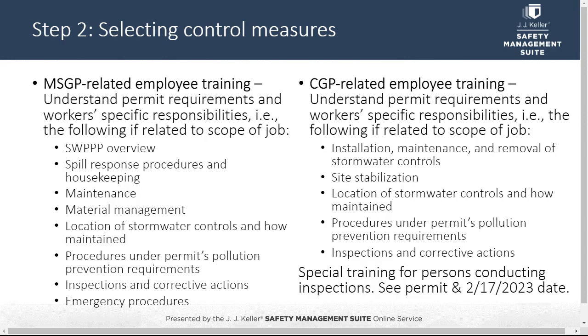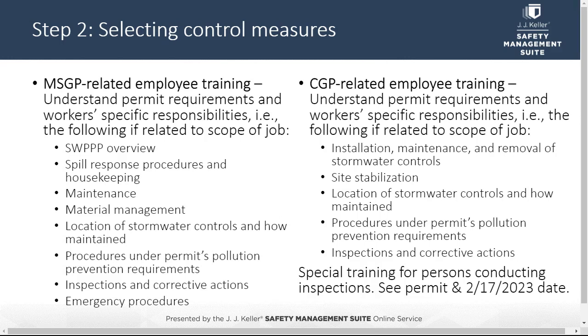And for the construction general permit, EPA calls for each operator or operators to assemble a stormwater team responsible for carrying out permit activities. So that would be workers responsible for stormwater controls, storing and applying chemicals, conducting inspections, and taking corrective actions. Whoever they are, these stormwater team members must be identified in your SWPPP, and your training will cover the elements listed on the right if related to the scope of their job duties.